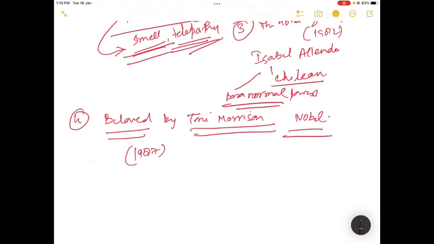The novel was inspired by an actual event. And here, the novelist has beautifully mixed magic and reality, fantasy and reality. So, magic realism, which gained its popularity after 1950, is a style of fiction and a literary genre where the writer tries to mix the magical and supernatural with real world incidents.